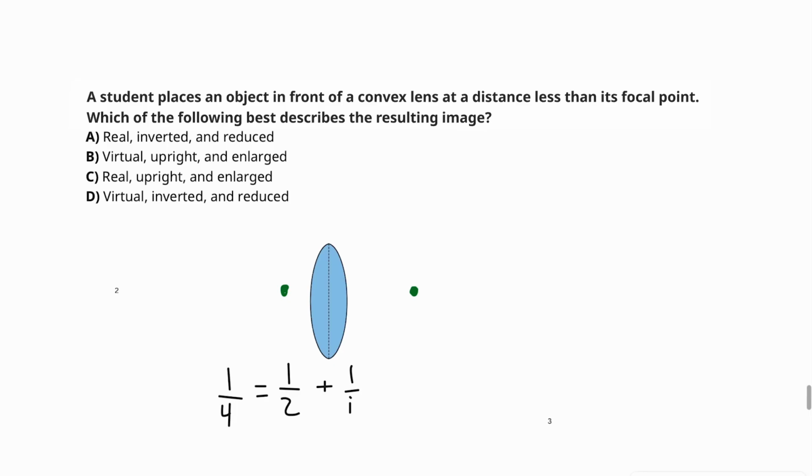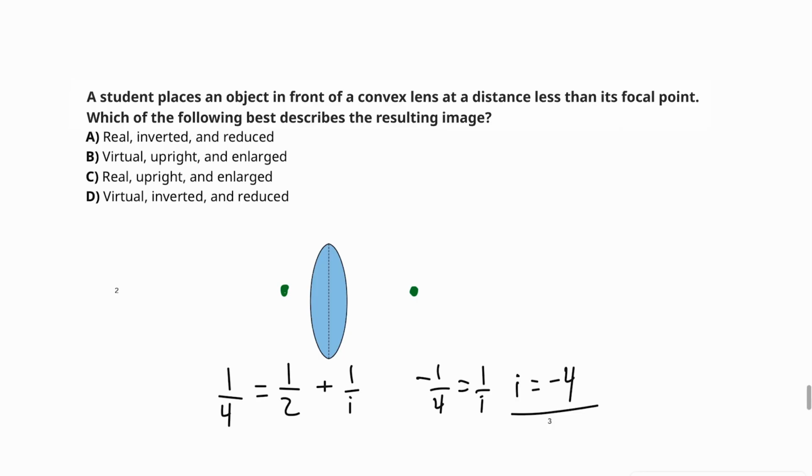1/4 minus 1/2 is equal to -1/4. So we have -1/4 equals 1 over I. Then we take the reciprocal to find I, so I is equal to -4. Since I is a negative value, we know that this is a virtual image, so we're between B and D.